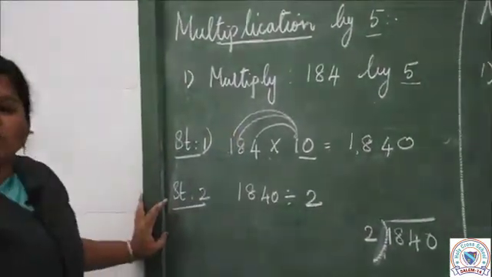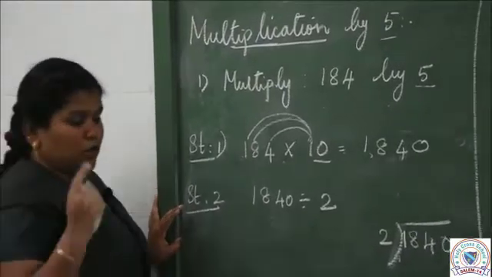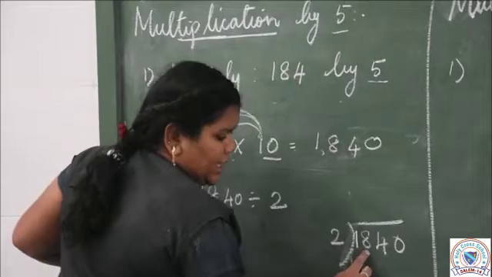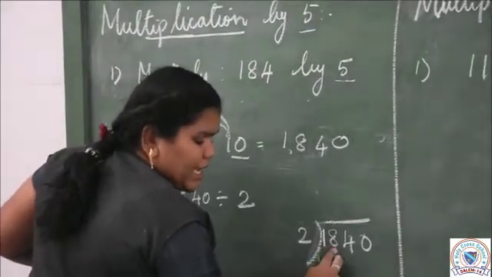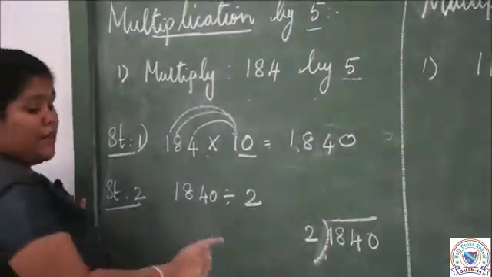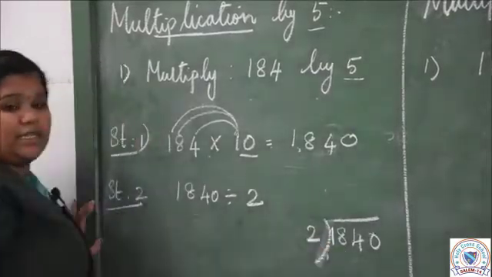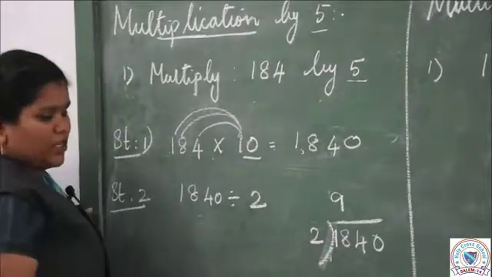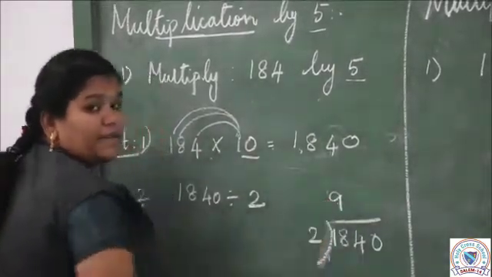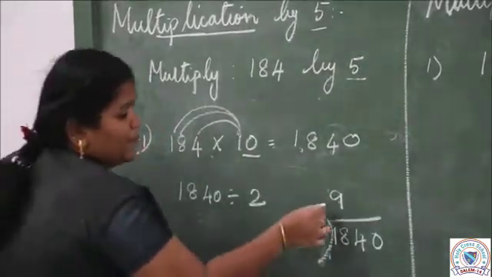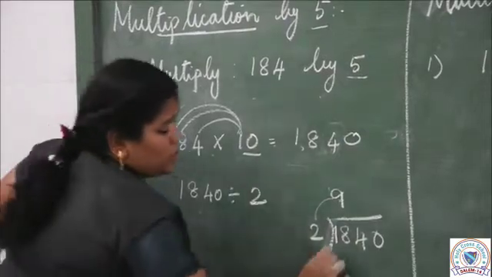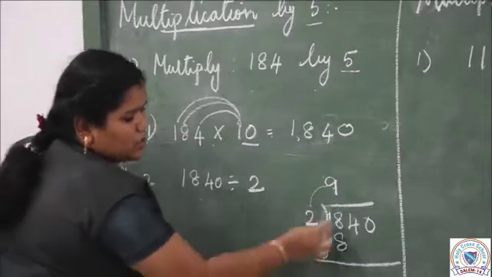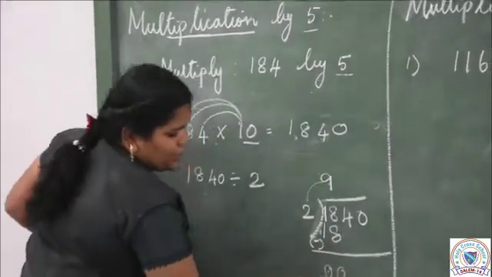Can we divide 1 by 2? No. So we will take the next digit also. Take the next digit 8, so it is 18. Now tell me, how many 2's are there in 18? There are 9 2's in 18. After writing the 9 in the place of quotient, multiply 9 and 2. It is 18. Then subtract it. If you subtract, you will get 0.